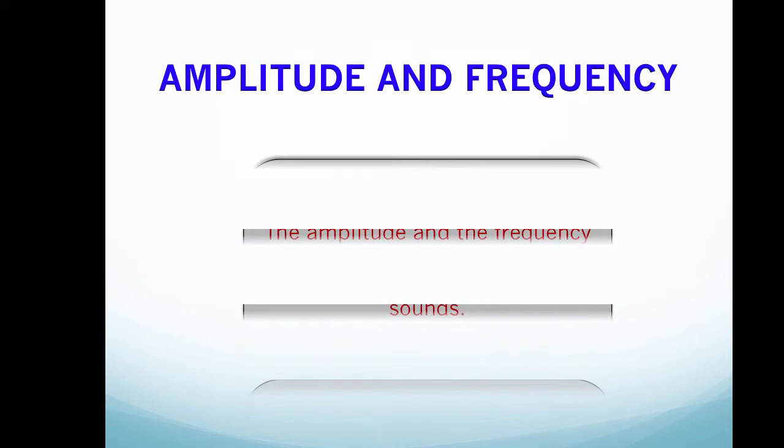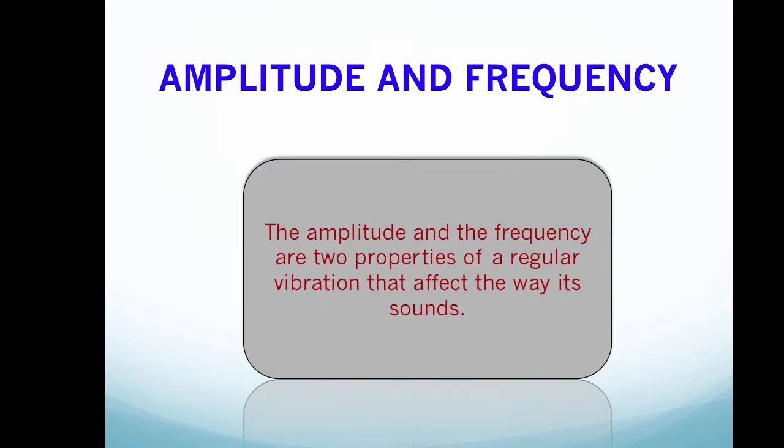This is the assignment for the first week of the Coursera Introduction to Music Production course, and I'm going to speak about amplitude and frequency. Amplitude and frequency are two properties of a regular vibration that affect the way it sounds.